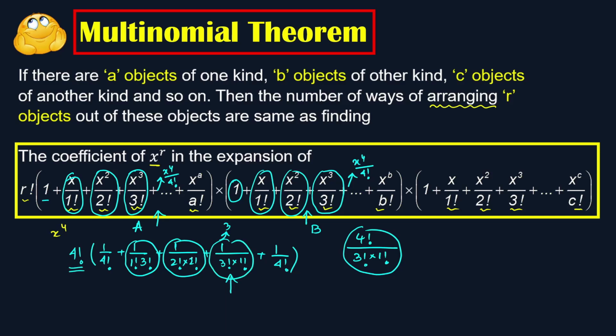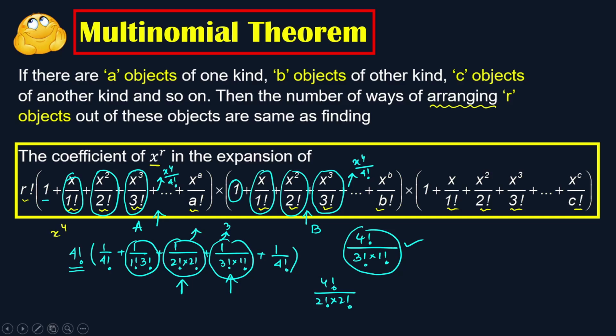Factorial 4 is outside. So when you multiply, it will give us factorial 4 by factorial 3 into factorial 1. You can consider this also. You are choosing 2 objects of one kind which belong to group A, and 2 objects from group B, which are again alike objects of that kind. So now you have 4 objects. These 4 objects can be arranged among themselves in factorial 4 divided by factorial 2 into factorial 2. And that's exactly what is written over here.